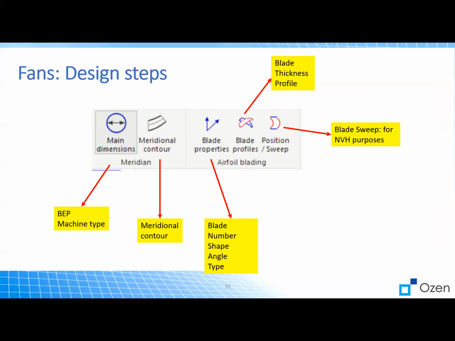After that, you do the blade profiles to define the thickness, and even if they have a certain profile, they can be modeled that way. And finally, you do something named blade sweep, which is a little tweak in the final design, mostly done for NVH or acoustic purposes.